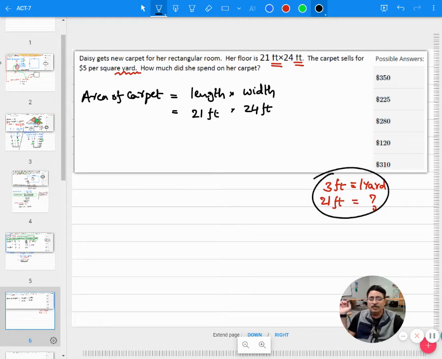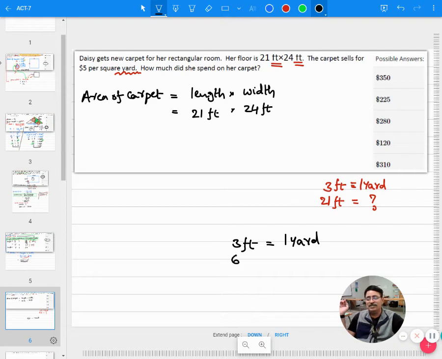Instead of these big numbers, let me take some small numbers, preferably between, let's say, 1 and 10. Let's say 3 feet equals 1 yard. Let me take maybe 6 feet. Don't forget, between 1 and 10 I'm taking. 6 feet equals how many yards? 3 feet makes 1 yard, so 6 feet is 2 yards. Does it make sense? Yes.